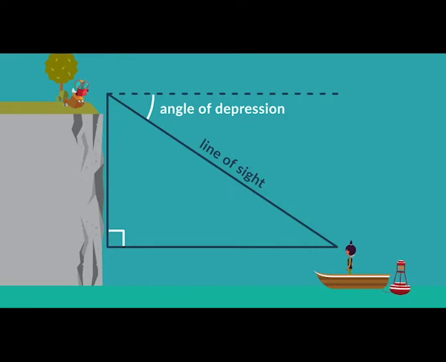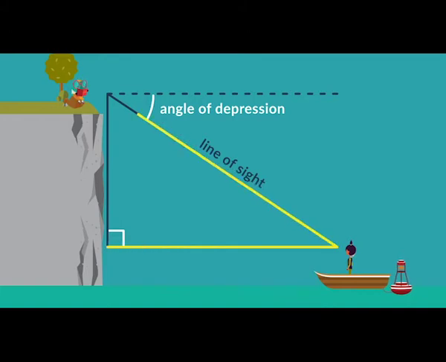However, if our observer were Maya looking towards Fidel, then the horizontal line would extend from her, and we would say the observer's line of sight to an object is above the horizontal line. The angle created here would now be called an angle of elevation.